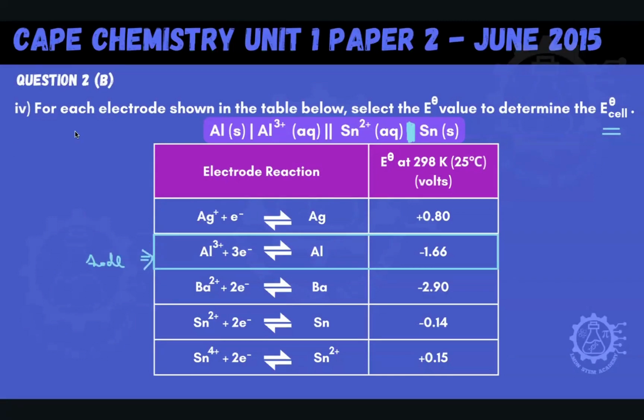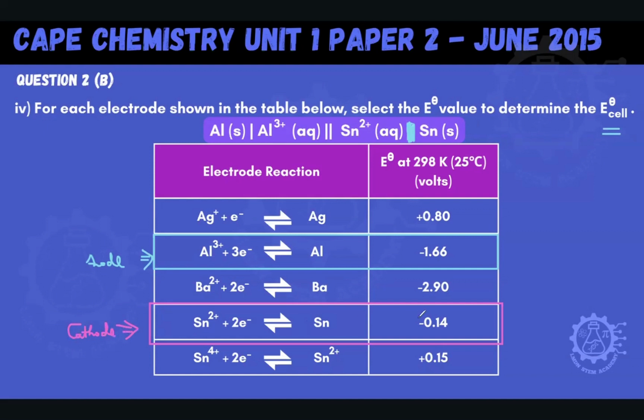And then for the cathode portion, it was the Sn2+ going to Sn solid. So that was a reduction process. Let's put that one in pink. So this is the one, because it was the reduction of Sn2+ to Sn. So we're going to select that one for our cathode. Let's just write that this box would represent the standard electrode potential of our cathode.